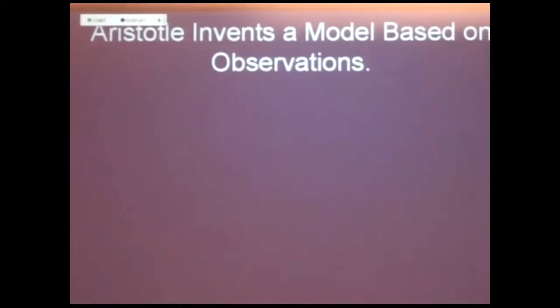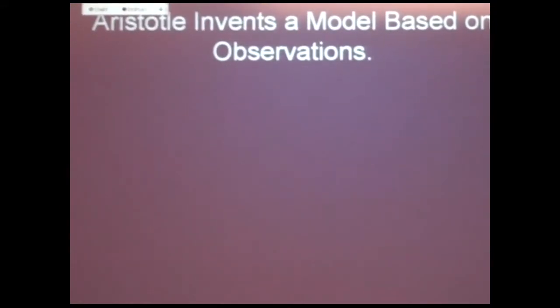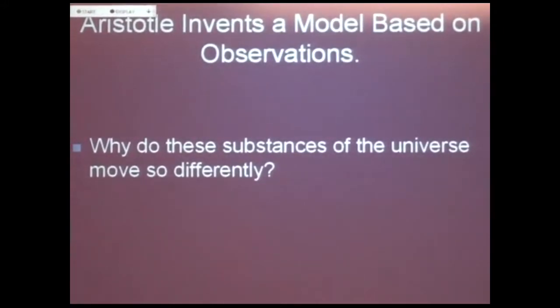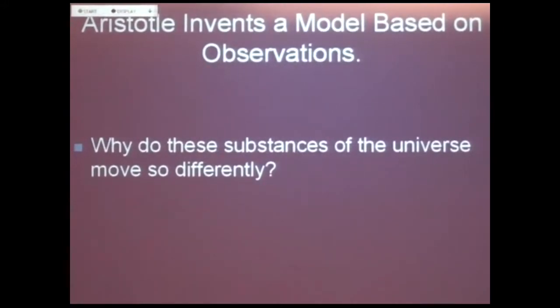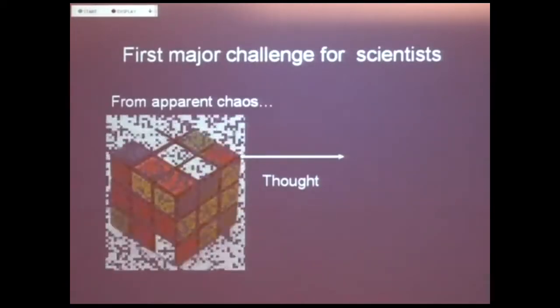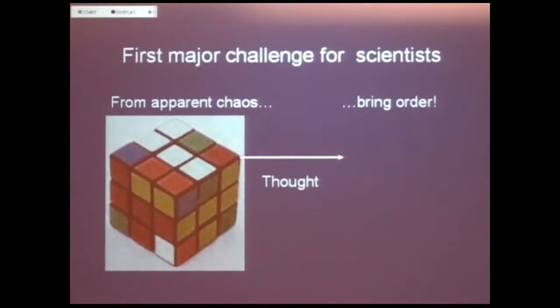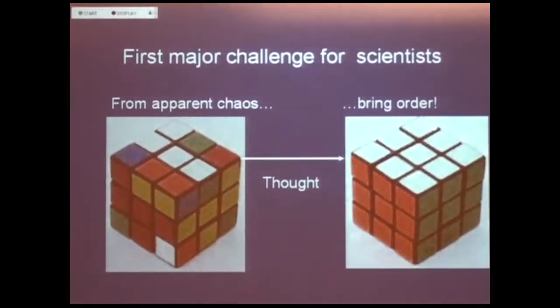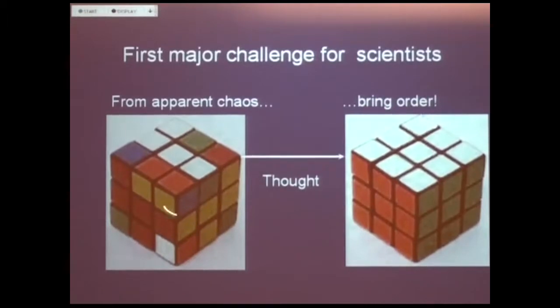And he now invents a model. Now this is the most important part of his thinking. He says, I understand all of this motion. How can I understand all of these different kinds of motion? Why do these different substances of the universe move so differently? Why does it look like there's sort of chaos in this whole process? And as you know, if you have chaos, then you try to bring order into that chaos by thinking about it and trying to rearrange the natural occurrence of things to put them in order.